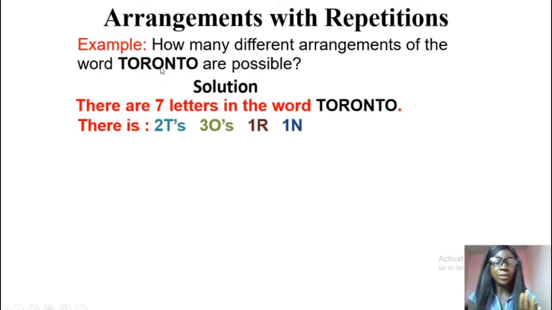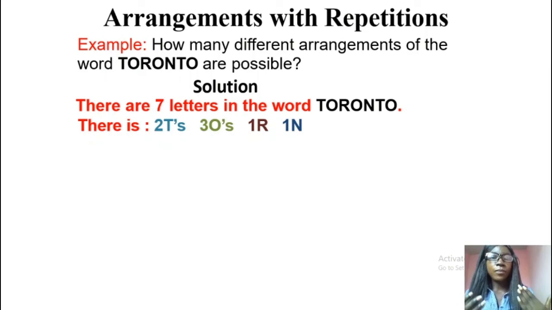There are 7 letters: 1, 2, 3, 4, 5, 6, 7. In these 7 letters we have 2 T's, 3 O's, 1 R, and 1 N. Again, 2 T's, 3 O's, 1 R, and 1 N. So this one we'll just keep aside because it will still give us 1. So try to do this and you see my answer next.